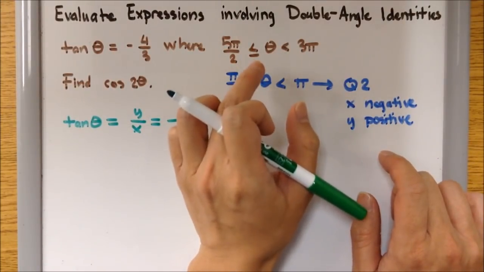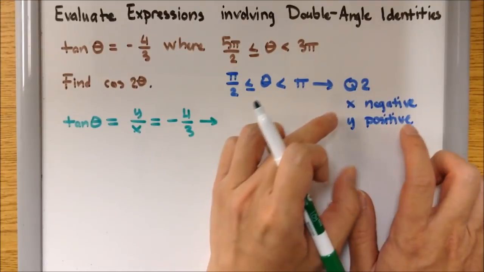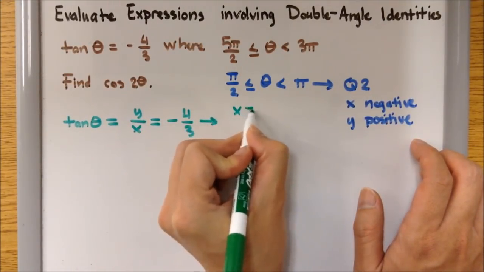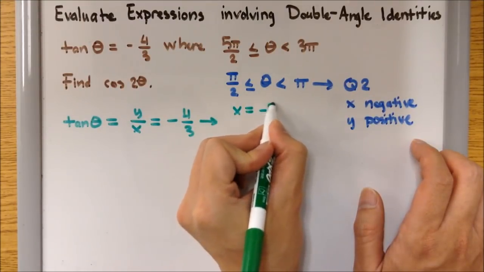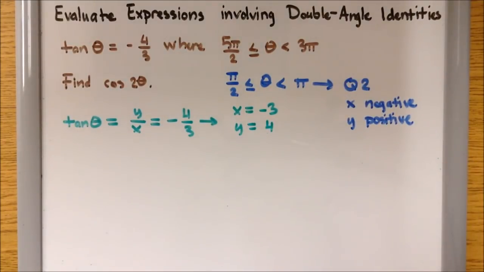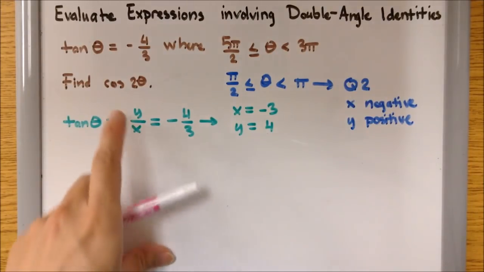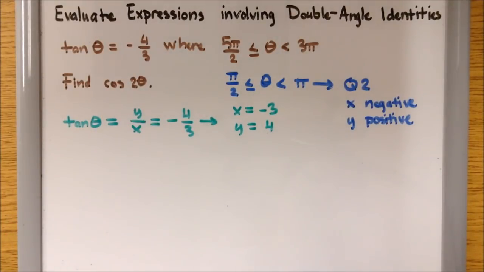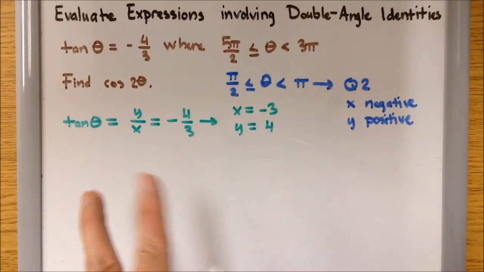So using this given information, since the angle is in quadrant 2, x is negative, y is positive, therefore x is equal to negative 3 and y is equal to positive 4. Alright, once we establish that, next we have to find cosine of 2 theta. Now, one of the identities you need to find cosine and the other one you have to find sine, regardless.